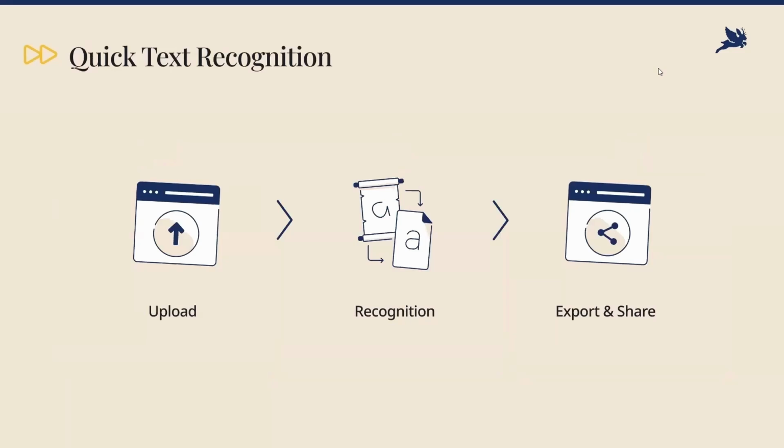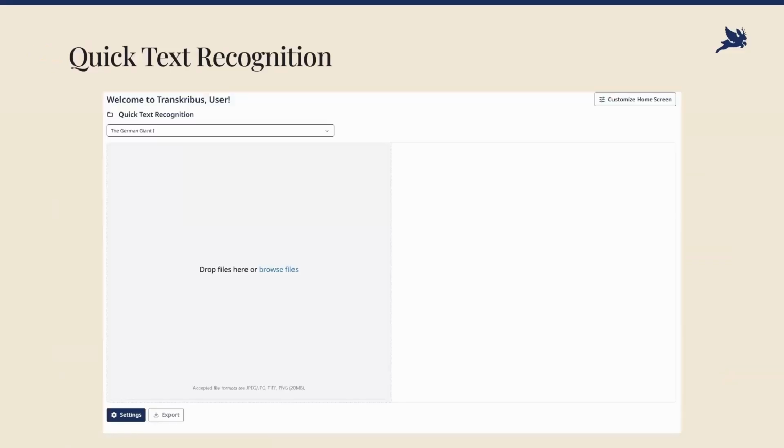So the quick text recognition works in a way where you simply upload your documents, you recognize the text, and you already have the option to export and share. And this is what it looks like. So basically, you log into your account to the Transkribus platform with your free account, and this is what you can see immediately when you log in, which is the quick text recognition.